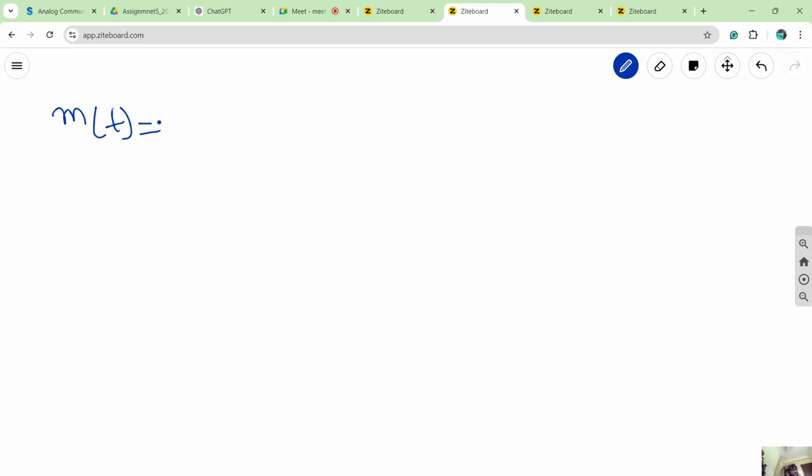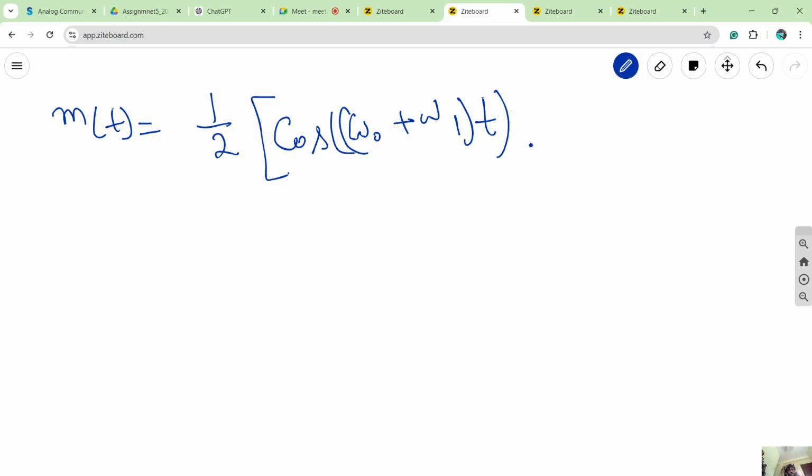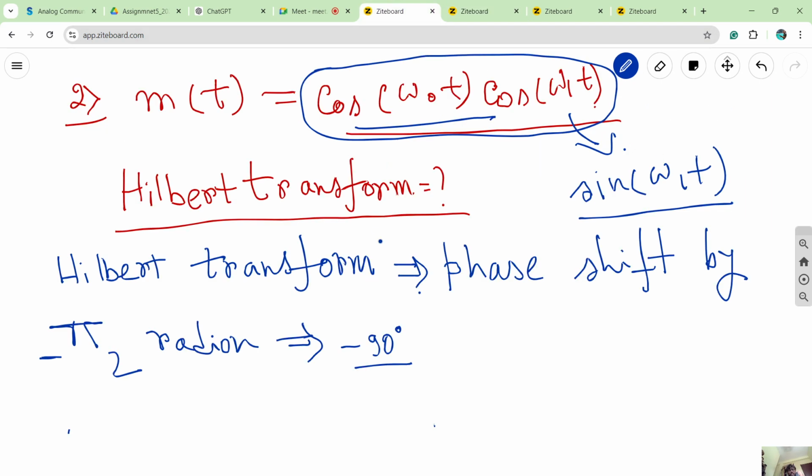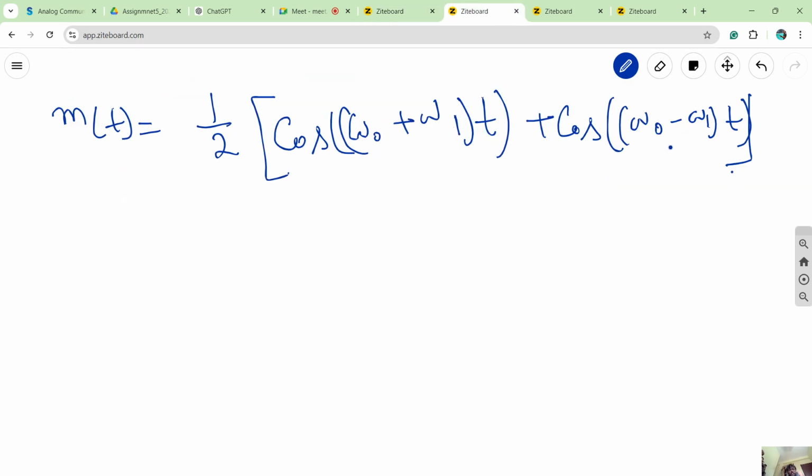m(t) is actually half of cos of (omega 0 plus omega 1) t plus cos of (omega 0 minus omega 1) t. Just using the cos A cos B formula: cos A into cos B gives cos of A plus B and cos of A minus B, and the half term is there.